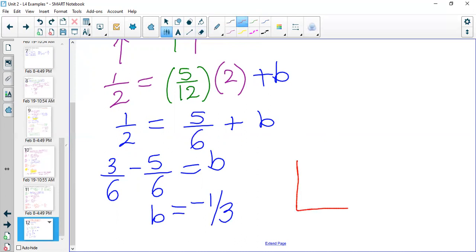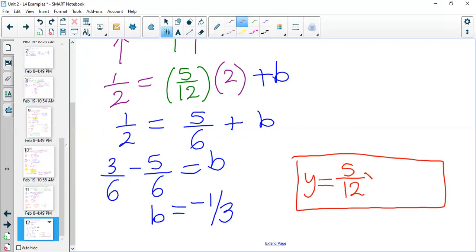That means my equation of my tangent line is going to be y is equal to 5 over 12x minus 1/3. And that concludes part 2 of our lesson today.